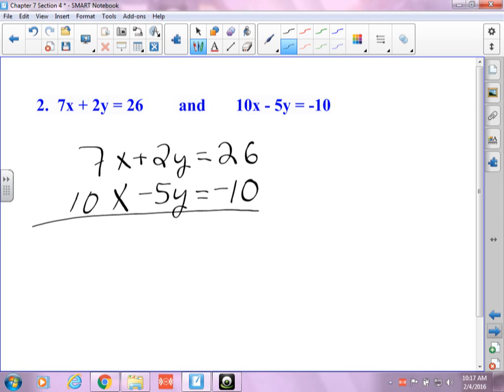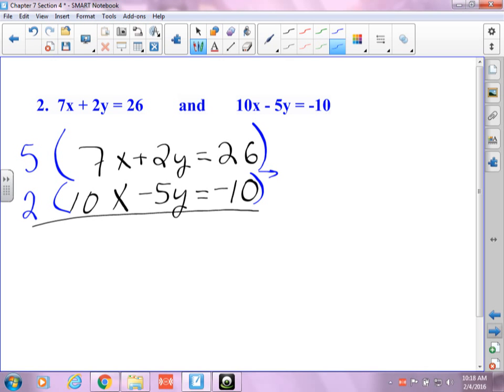Why would you pick the y's instead of the x's? I get bigger numbers with the x. Yeah, I can multiply the top equation by 10 and the bottom equation by 7. Or let's try the other way. I'm going to multiply this top equation by 5, and I'm going to multiply the bottom equation by 2. And then I draw a little arrow usually.